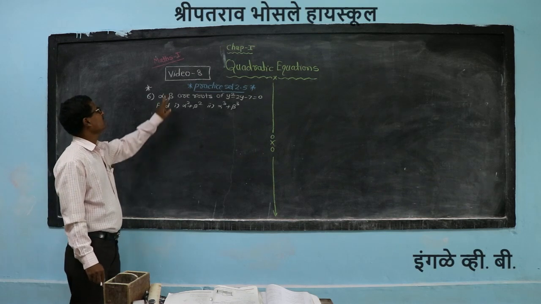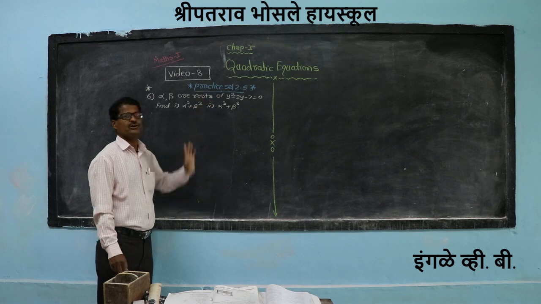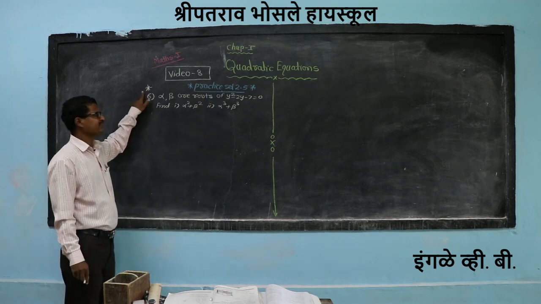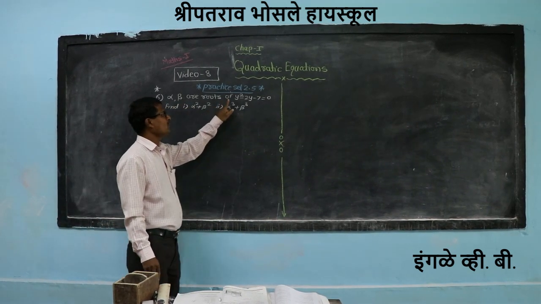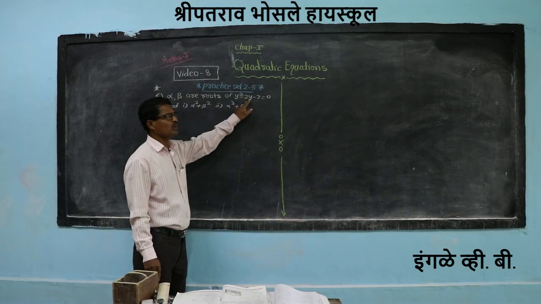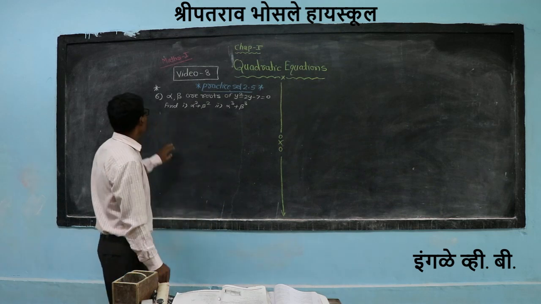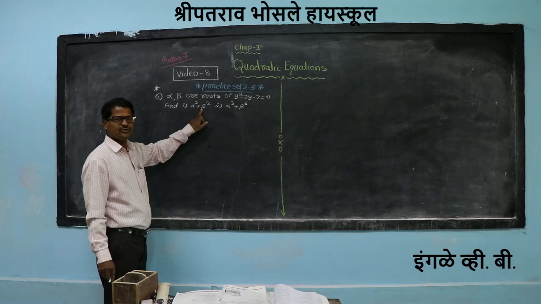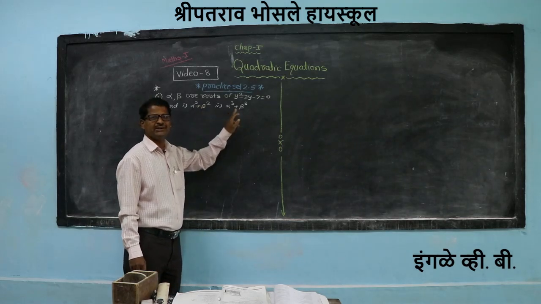Now in our video number 8, we see the remaining examples in practice set 2.5. Example number 6 is a third example. In this example, alpha, beta are the roots of the quadratic equation y square minus 2y minus 7 is equal to 0. Then we have to find the values of alpha square plus beta square, and second, we have to find alpha cube plus beta cube.